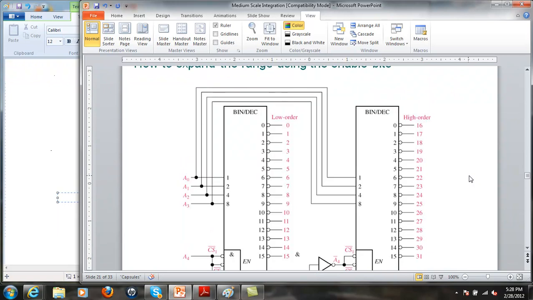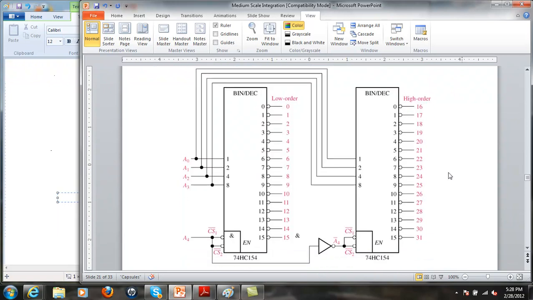Okay, a lot of these medium scale integration chips have other pins that have strange names, and they never seem to be the same from one set of documentation to the next. In this particular case, it is called an enable pin. And these enable pins allow you to expand the data range that you can use these chips for.